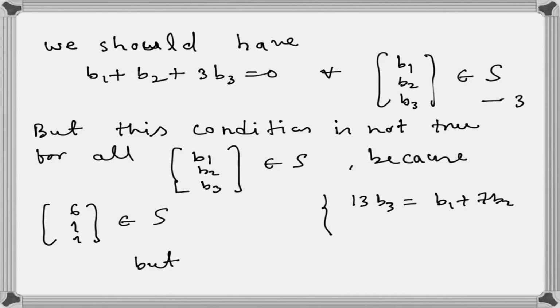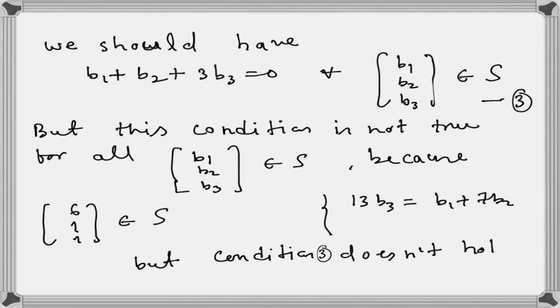let's call this condition 3. Condition 3 does not hold. So this means system 2 will not have at least one solution for each b1, b2, b3 belonging to S.